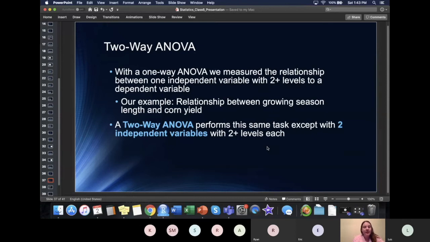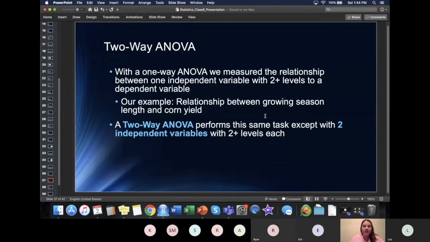At a high level, the two-way ANOVA is exactly like the one-way ANOVA with one exception. So remember our one-way ANOVA, we had our continuous variable, our dependent variable, and we had one independent variable with two or more levels. So the difference between that and a two-way ANOVA is that you have two independent variables instead of one. So we're looking at how two different independent variables impact our dependent variable. So that is a two-way ANOVA.